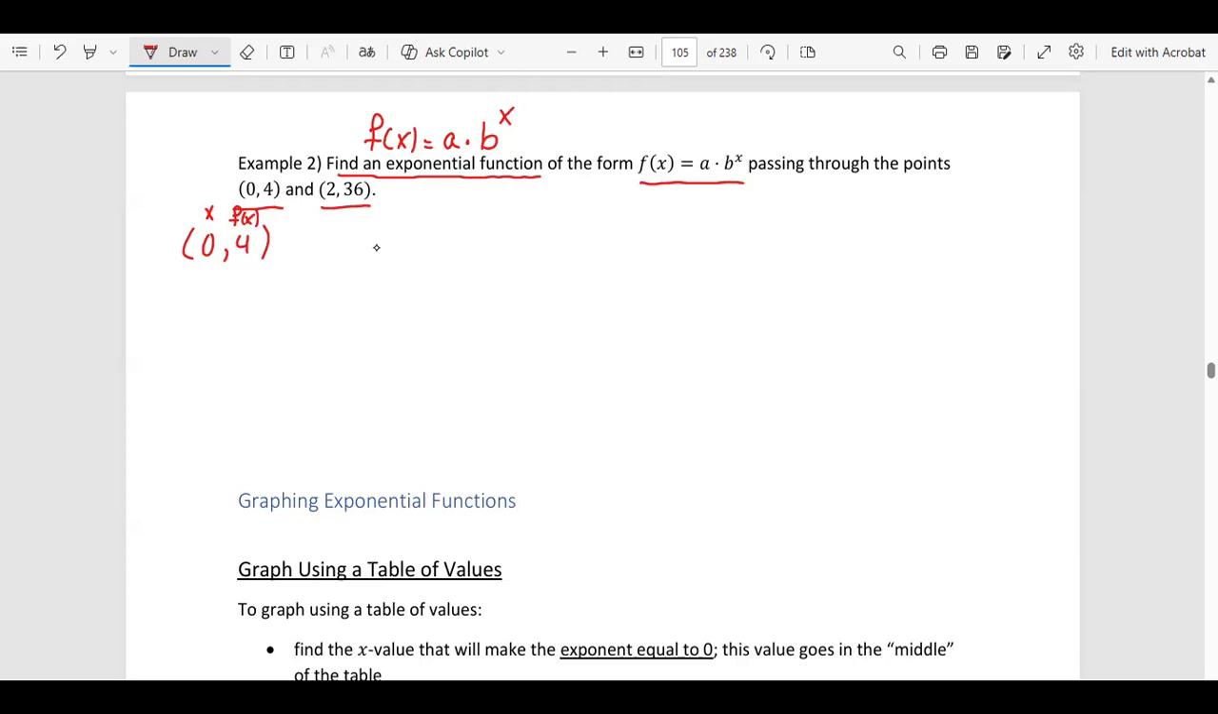Okay, let's do that. Replace the y by 4, or f of x by 4. And I don't know what a is, I don't know what b is, but I can replace the x by 0.